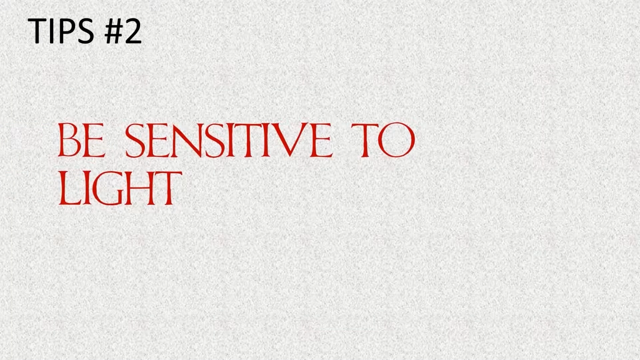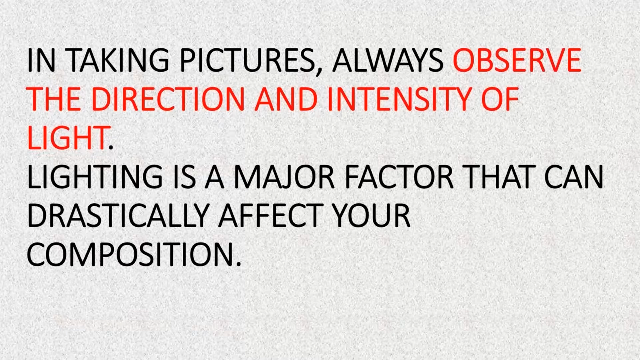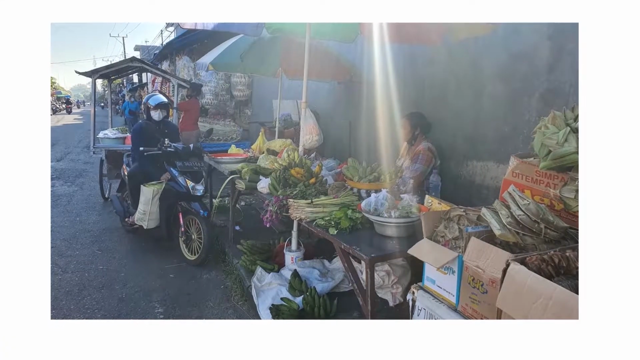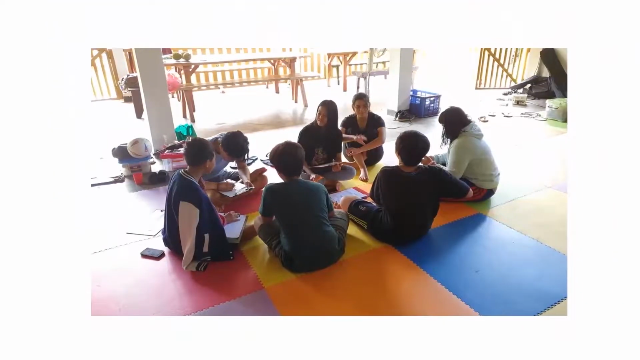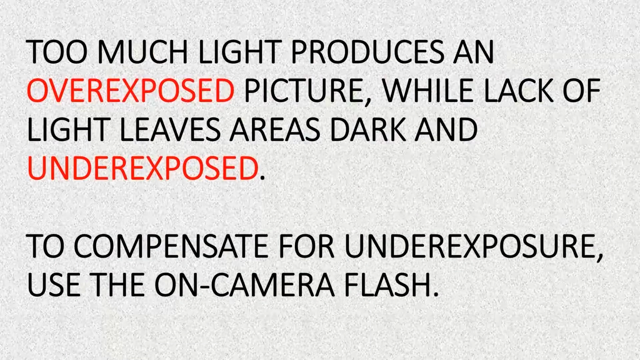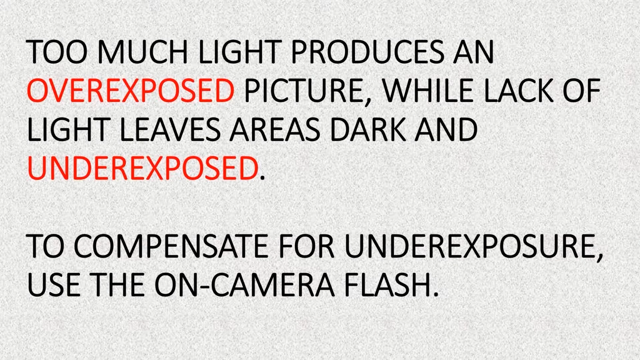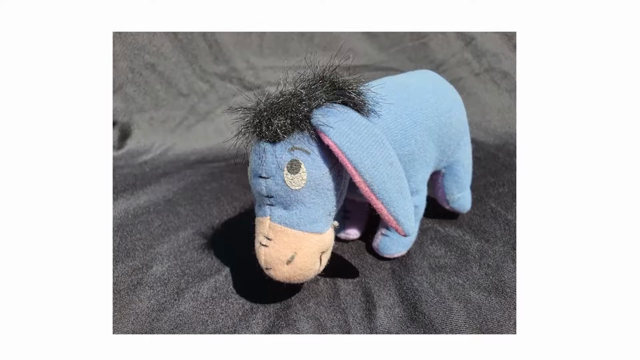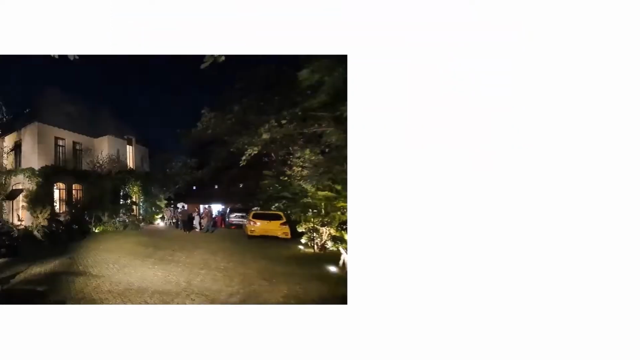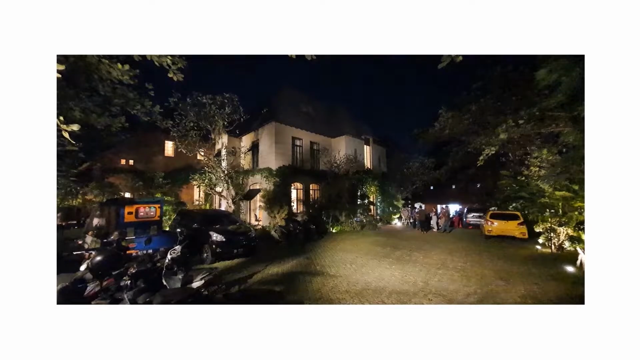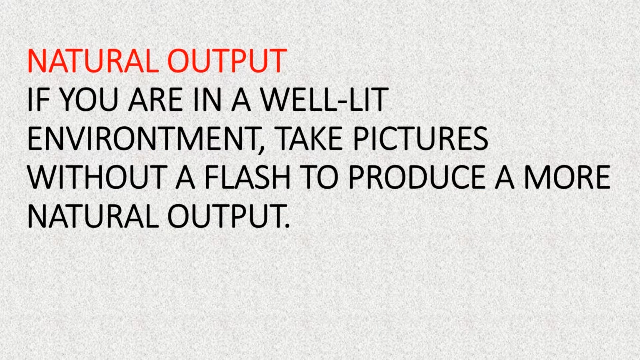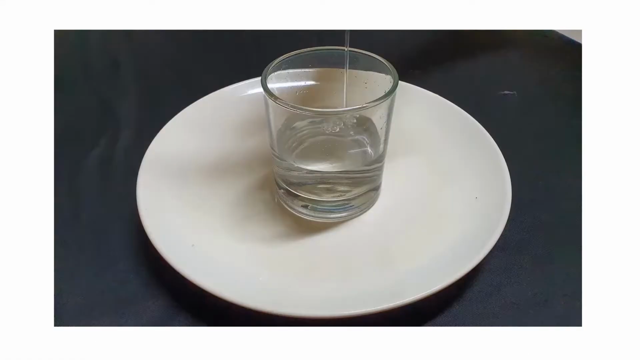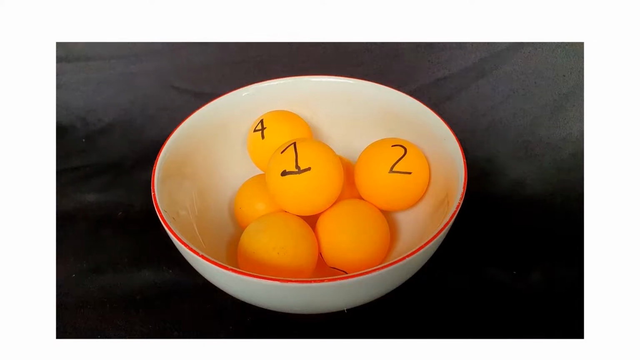Tip 2. Be sensitive to light. In taking pictures, always observe the direction and intensity of light. Lighting is a major factor that can drastically affect your composition. Too much light produces an overexposed picture, while lack of light leaves areas dark and underexposed. To compensate for underexposure, use the on-camera flash. If you are in a well-lit environment, take pictures without a flash to produce a more natural output. That can be a recommendation.